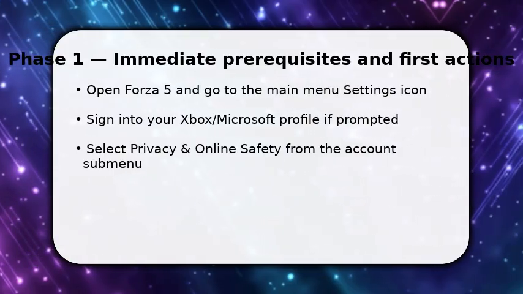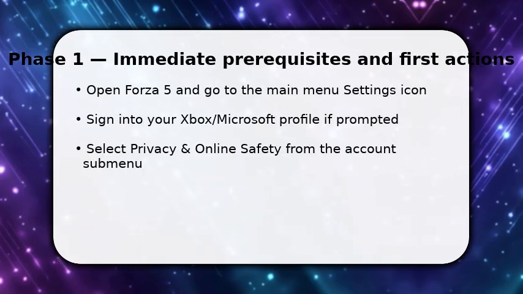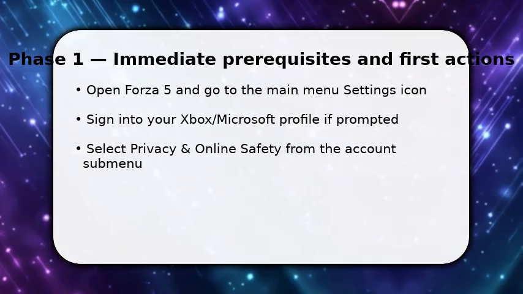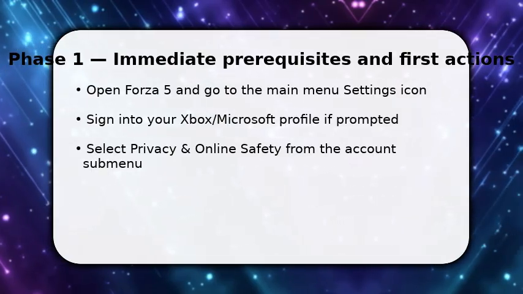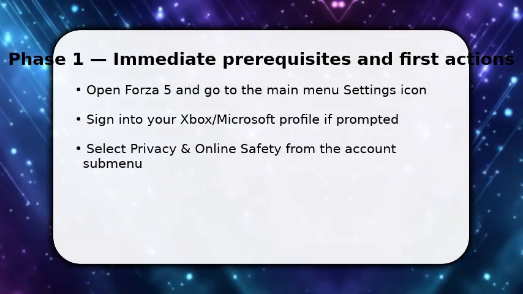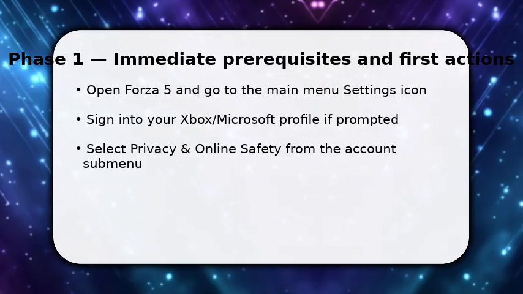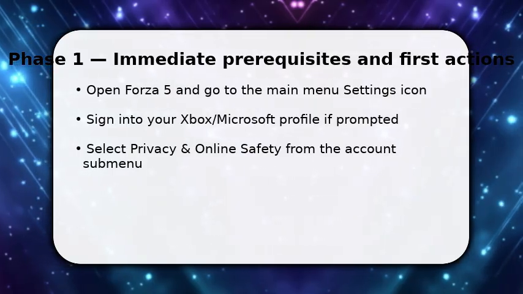Then navigate to the Account submenu and choose Privacy and Online Safety. You do this now so you can change permissions that affect multiplayer, voice chat, and data sharing. Make sure your controller and network are stable, otherwise changes may not save.